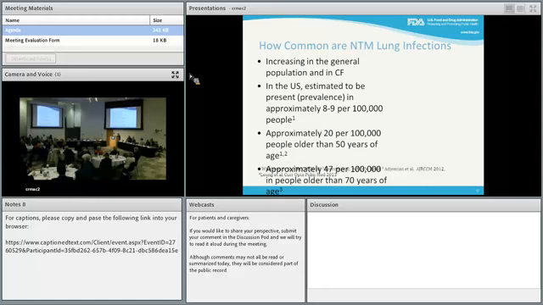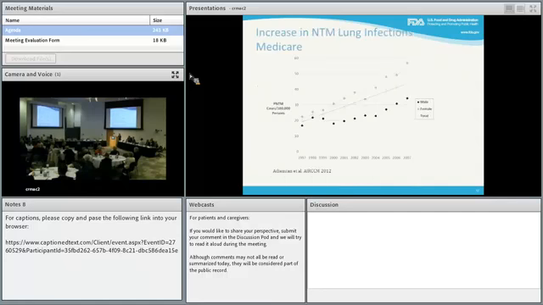But this number increases with age, to approximately 20 per 100,000 people in people older than 50 years of age, and to 47 per 100,000 in those older than 70 years of age. This is a survey of the prevalence of the disease, and how many people it is present in the Medicare population. As you can see, the increase is both in men and women.